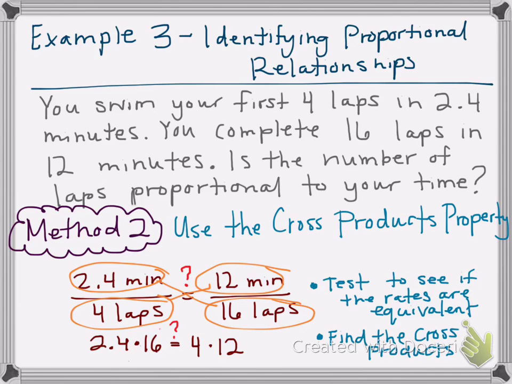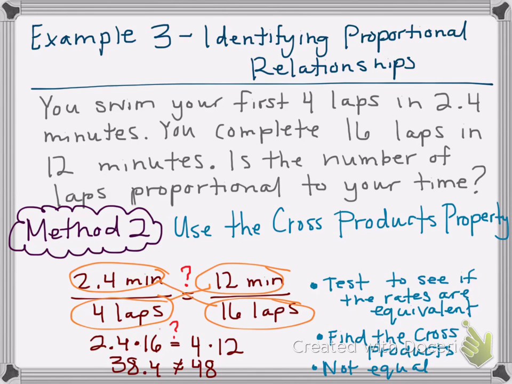And step 2 is to just find the cross product, so go ahead and do that manually on a scratch piece of paper or on your calculator. We are doing 2.4 times 16 because those are the cross fractions. Remember, you're cross multiplying. And then you're doing 4 times 12. And that leads us to 38.4 is not equal to 48. Okay? So once you multiply those out, and if those two numbers don't equal each other, then they are not proportional. That's right, not equal.